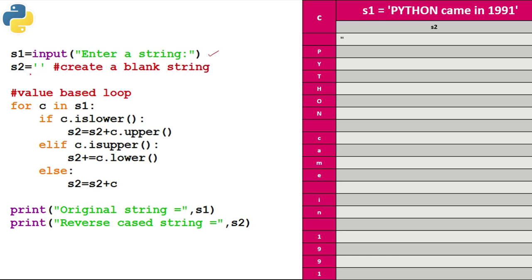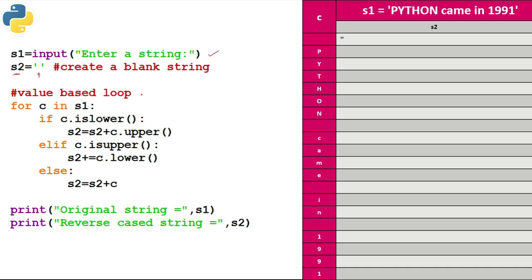Fine. I have created S2 as a blank string, because in Python, objects are created when they are assigned a value. So I have assigned a blank string, two quotes together without anything in between, to S2. So S2 is initially blank. This is S1, for example, Python came in 1991. My S2 starts as a blank string, and I'll be populating it with characters of the S1 string as per the code requirements.